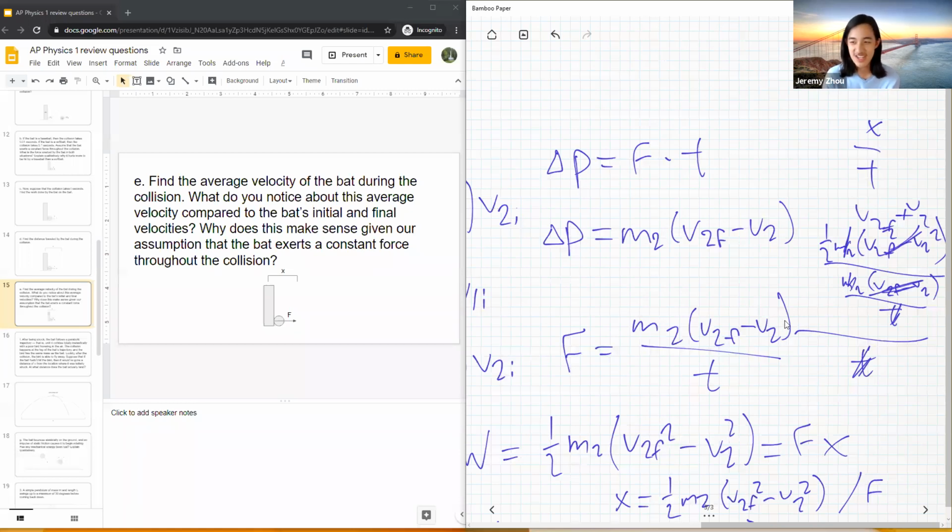So the average velocity is indeed the average of the initial and final velocities, like the average velocity we calculate for x over t. Yes, and that is because the bat exerts a constant force, and so the acceleration of the bat is constant. Okay, let's move on to the next question. Anyone have questions?